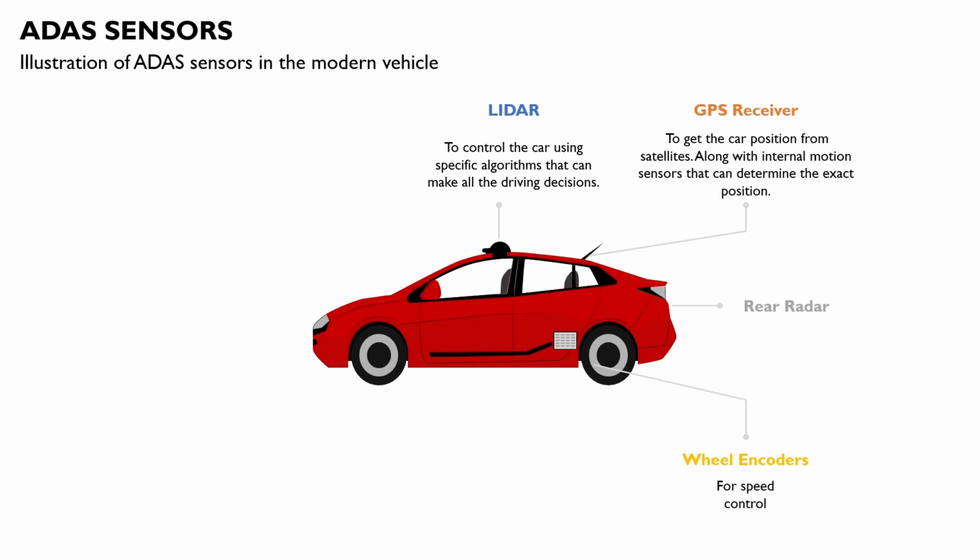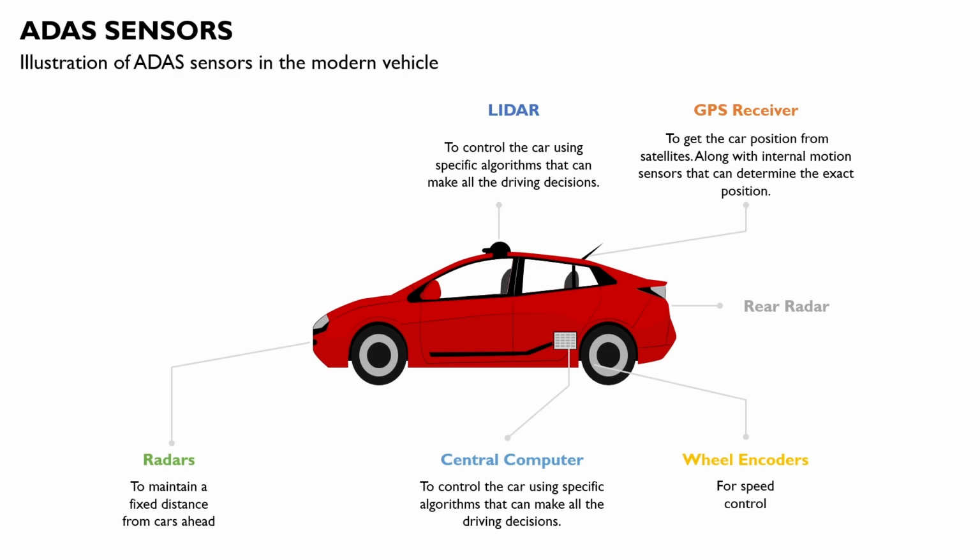This data is very essential for various ADAS functions like anti-lock braking system, which means ABS, traction control system, nothing but TCS, adaptive cruise control, which means ACC. Central computer. This central computer is used to control the car using specific algorithms which can make all the driving decisions.